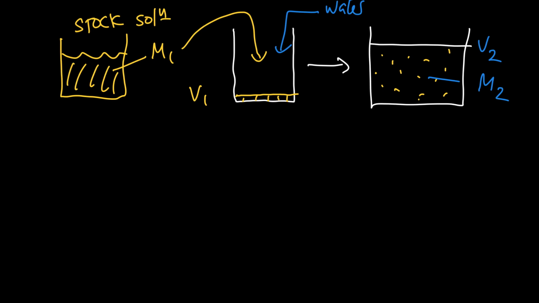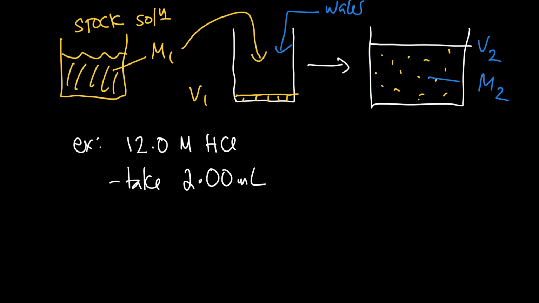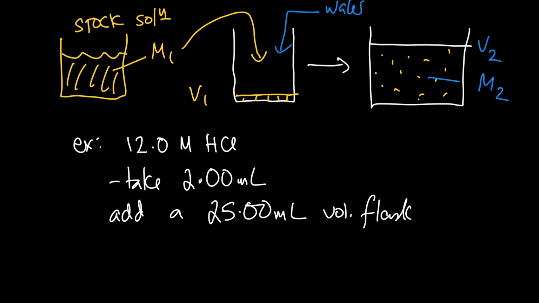So for example, perhaps we have concentrated hydrochloric acid, which is 12 molar. And we have a big bottle of it, maybe a gallon bottle, and we take just 2 milliliters of this solution, and we add it to a volumetric flask. So we add it to, say, a 25 milliliter volumetric flask. Okay, and then we add pure water until the total volume is 25 mL.